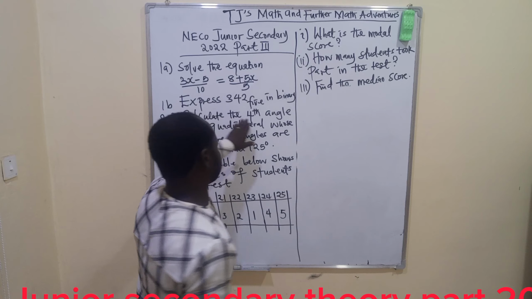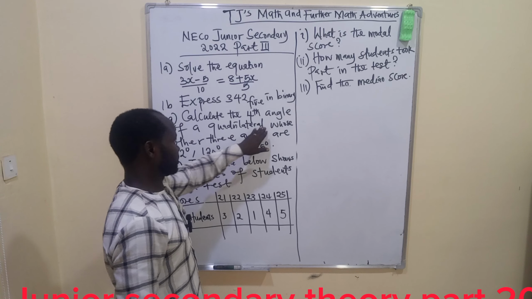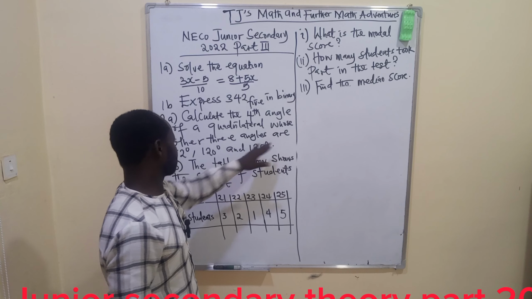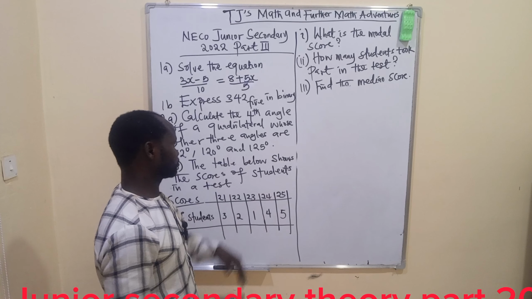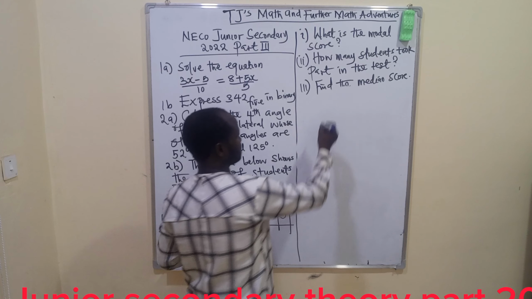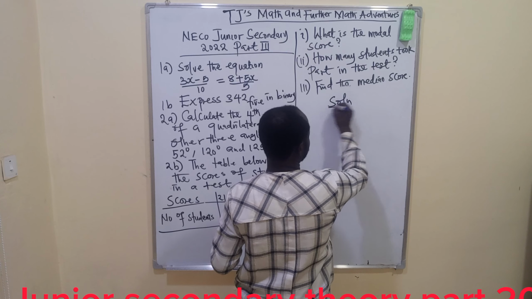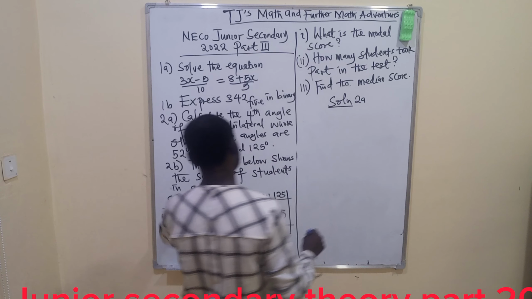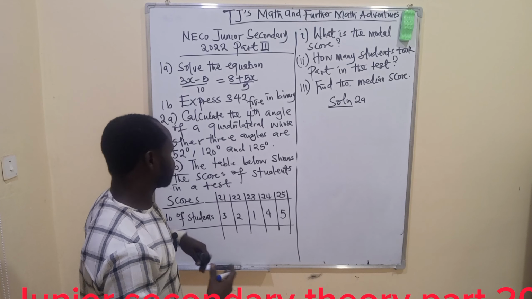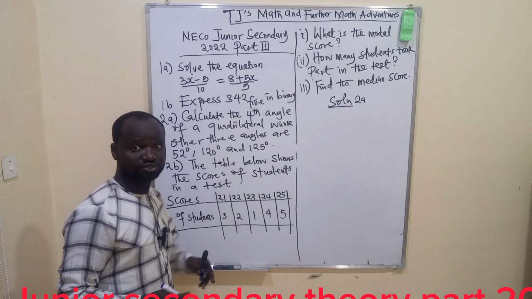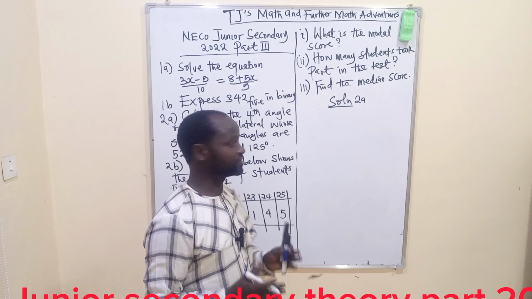Question 2 reads, we are asked to calculate the fourth angle of a quadrilateral whose other three angles are 52 degrees, 120 degrees, and 125 degrees. Let's write down the solution to 2A now. A quadrilateral is a four-sided polygon.